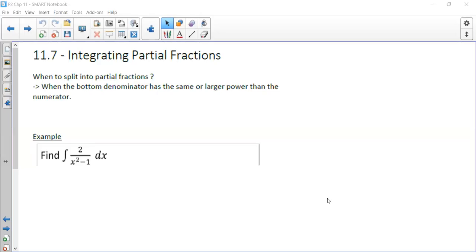Right, this lesson we are moving on to integrating partial fractions. On its own, partial fractions is not a difficult thing to do because you should have done this in Pure 2, Chapter 1. The difficult thing lies in what to do afterwards, once you have split into partial fractions. So partial fractions is just the first step, but what comes after is more important.